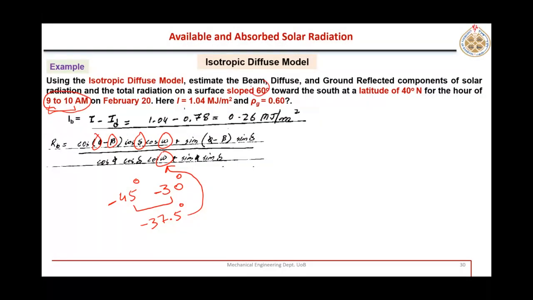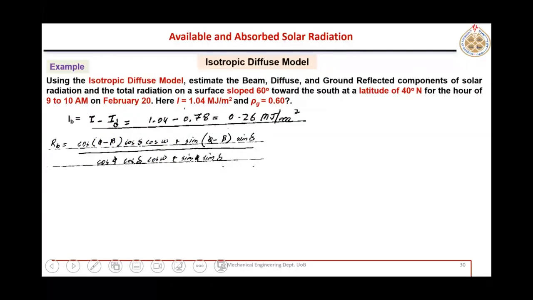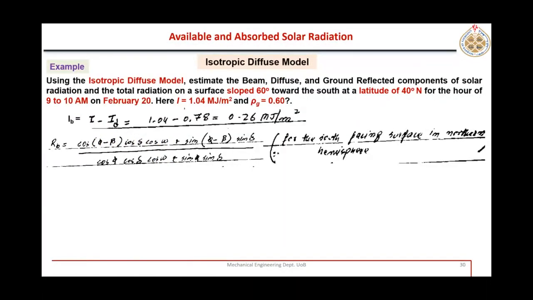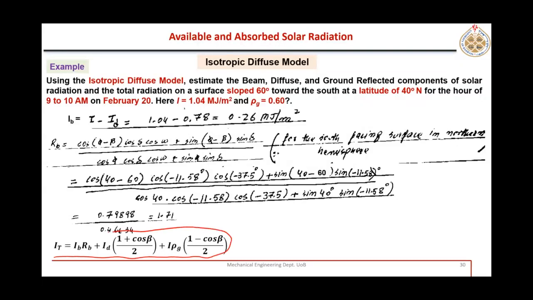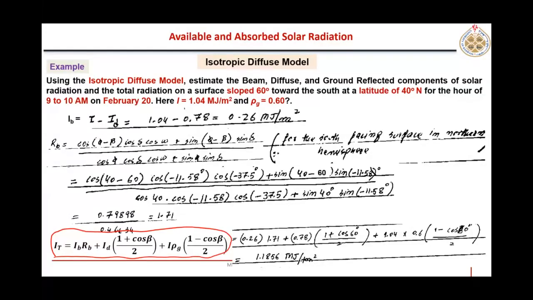This is slope, that is beta. So just put values. For the south facing surface in the northern hemisphere, this was the equation from chapter 1, and putting values into that gives RB. Now we can put everything in that main equation to calculate the total amount of solar radiation falling on a tilted surface. This is IB, the beam part in megajoules per meter square. This is RB. Look, RB will make this whole term bigger because now we are multiplying with a number which is greater than 1. Just by tilting the surface, the amount of radiation falling will increase.